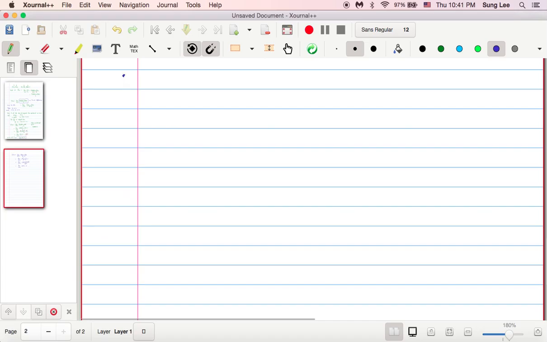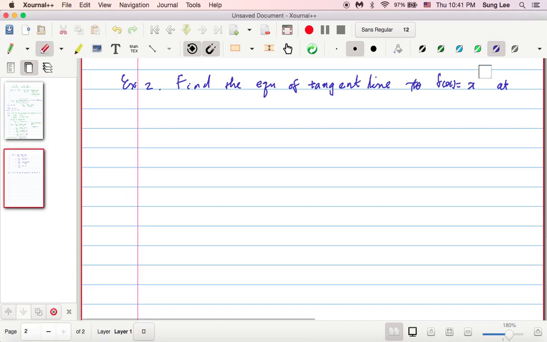So here's example 2. Find the equation of the tangent line to f of x equals x squared at, oh no, sorry, not x squared, that was the earlier one, x to the 5, at x equals, I think it was 1, right? x equals 1. So here's the solution.